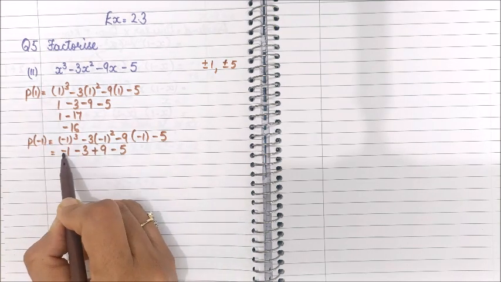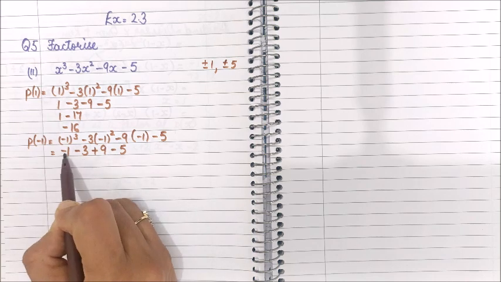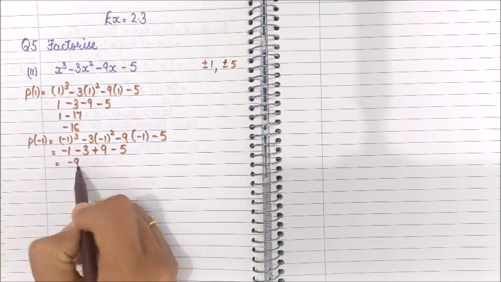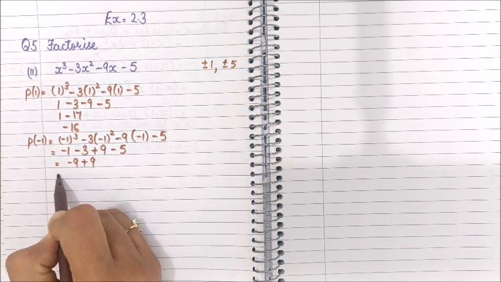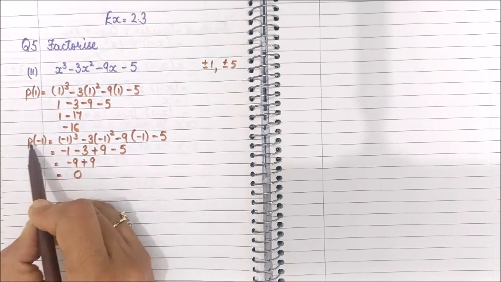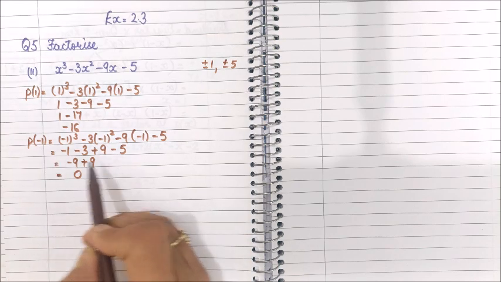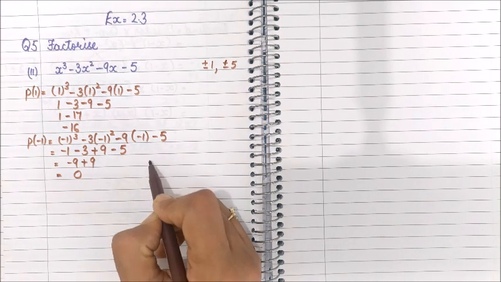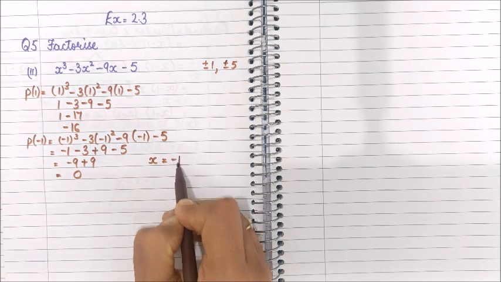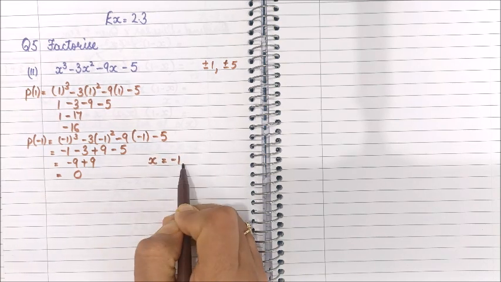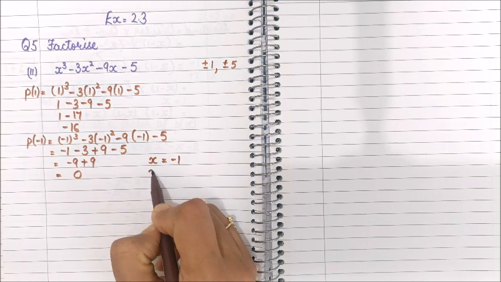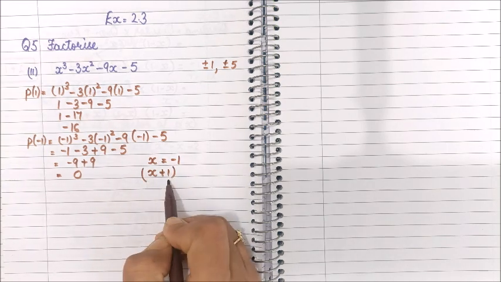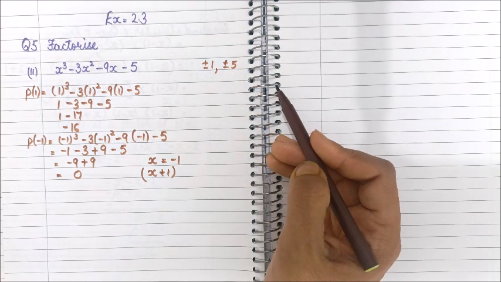Solving these, let me look into the negative signs: 3 and 1 is 4, 4 and 5 is 9. So minus 9, and I have plus 9, so here I have 0. It means when I put the value of x as minus 1, it makes this polynomial 0. So x equals minus 1 is a zero of the polynomial. So what will be the factor? The factor will be x plus 1. This is one factor which we have got by the hit and trial method.